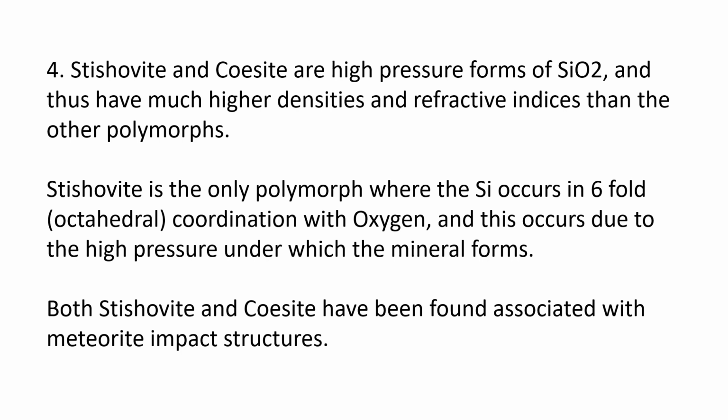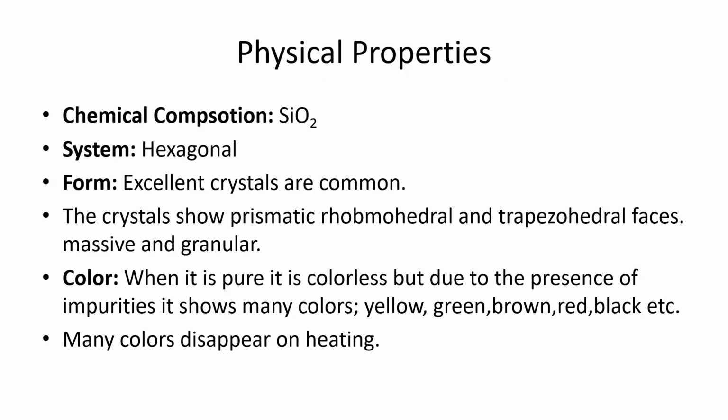Both stishovite and coesite have been found associated with meteoritic impact structures. Meteorite means any extraterrestrial metal which hits the earth. Here the stishovite and the coesite are associated with these meteoritic impact structures.